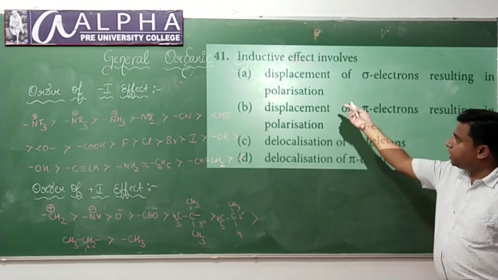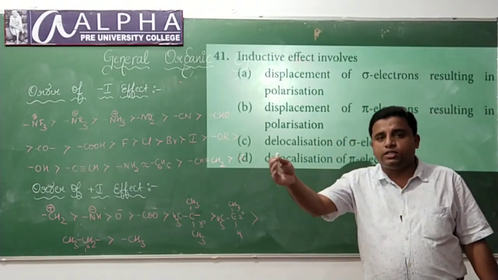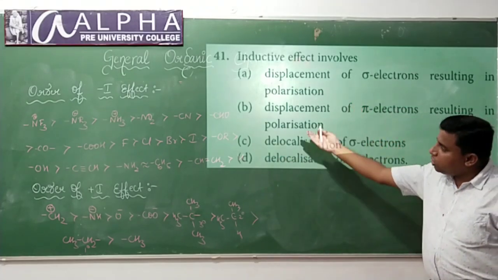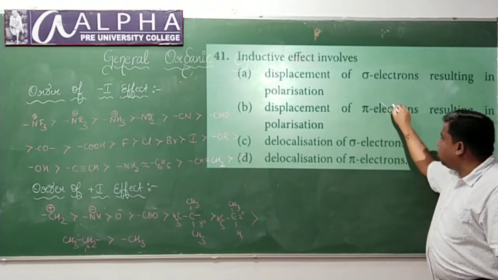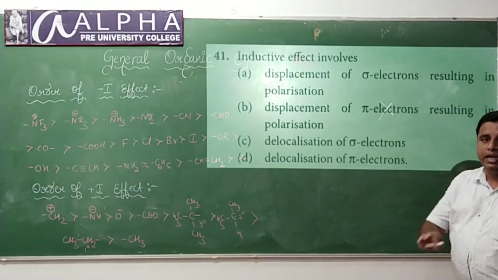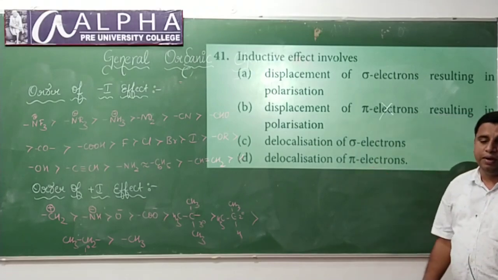Inductive effect is nothing but the displacement of sigma electrons towards a more electronegative atom. So that is what option A is telling. But look at option B. Option B is telling displacement of pi electrons. No. Inductive effect is just the displacement of sigma electrons. It nowhere involves pi electrons. Is it delocalization of sigma electrons?